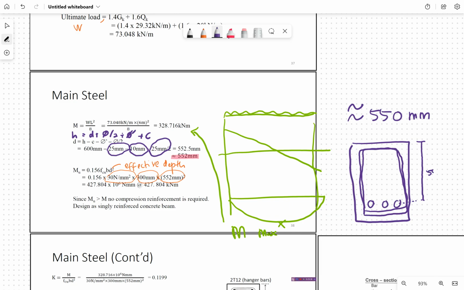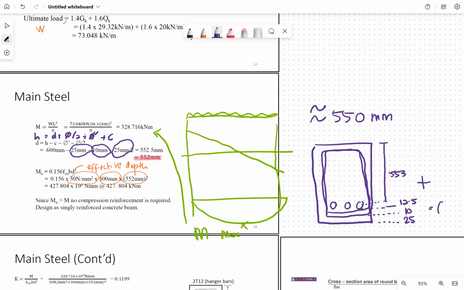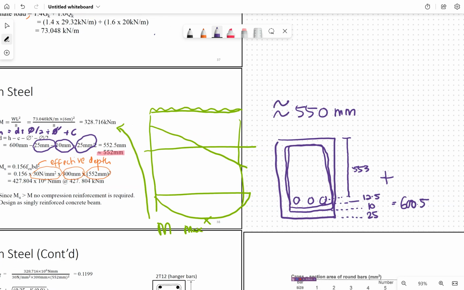You put 553, and then you add half of the main reinforcement diameter, which is 25 divided by 2, then you get 12.5, and then you add 10 mm diameter of shear reinforcement, ataupun link, then you have 25 mm concrete cover. If you add all together, campur semua ni, you akan dapat the value 600.5, which is this value lebih besar daripada our beam punya height. Total height kita 600, bukan 600.5.